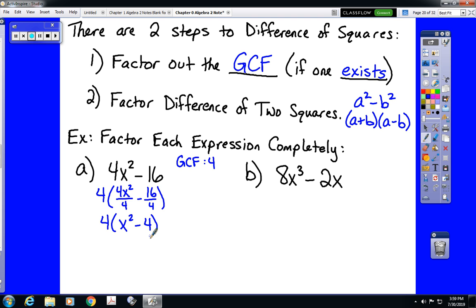Now, anytime you have a variable to an even power, that is a perfect square. Other than that, you need to look at the coefficients. In this case, your coefficients are 1 and 4. Those are both perfect squares. There's subtraction in between. That makes this set of parentheses a difference of two squares.